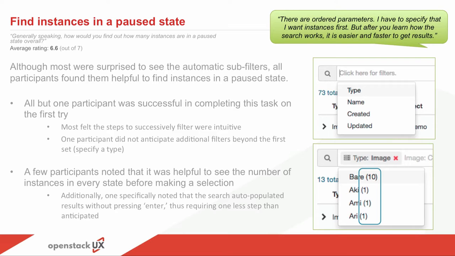Most people here were successful and rated this very high. This was the second highest average rating with a 6.6 out of a possible 7. Most people did feel that these filters were intuitive. And a few people said that they really liked to see the predictive nature of the search in that it showed them results that they could anticipate before they completed their search, which saved on time.